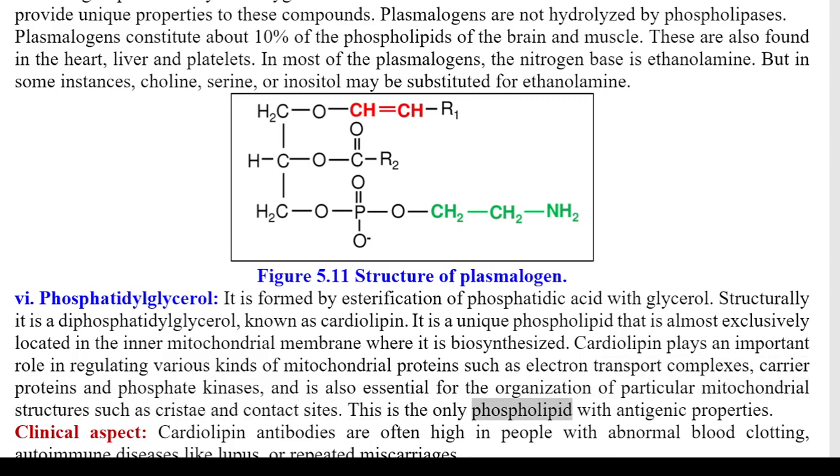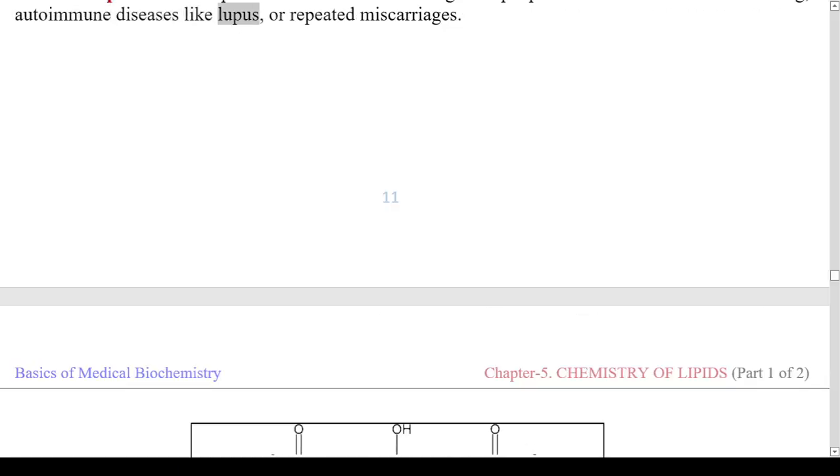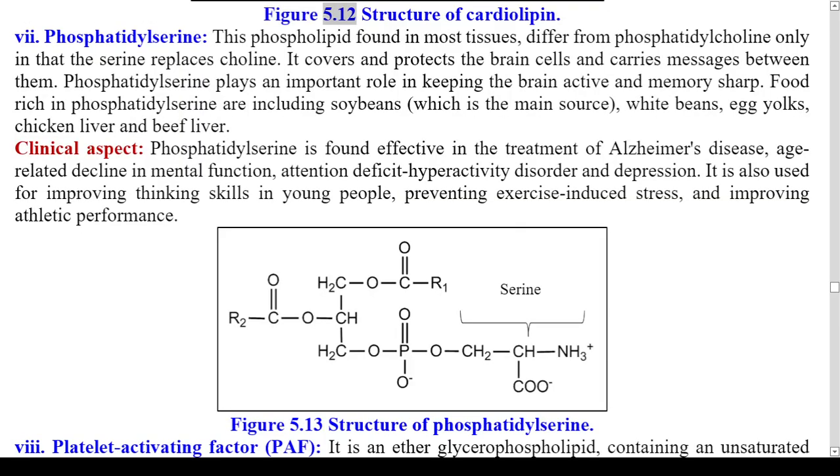This is the only phospholipid with antigenic properties. Clinical aspect: cardiolipin antibodies are often high in people with abnormal blood clotting, autoimmune diseases like lupus, or repeated miscarriages. Figure 5.12: Structure of cardiolipin.